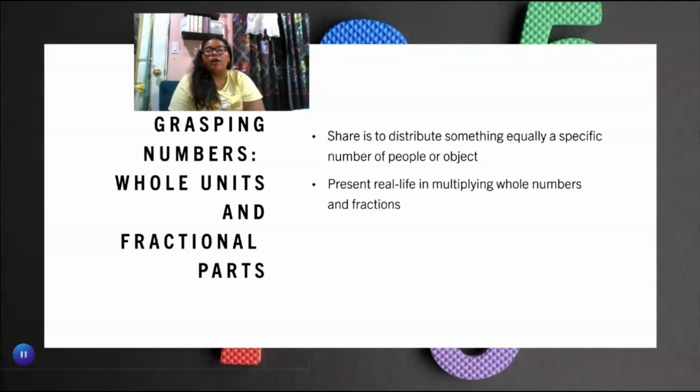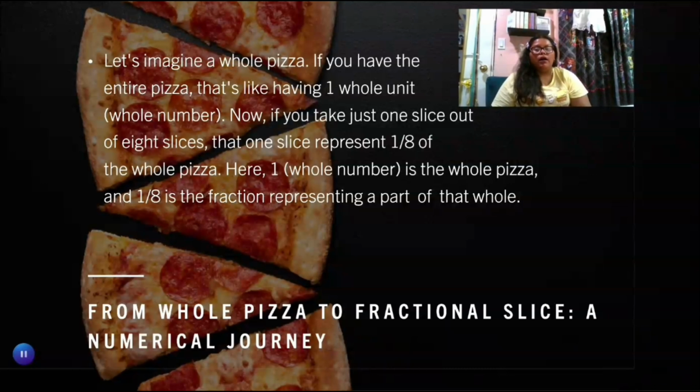Let's continue. Real life applications of multiplying whole numbers and fractions. The concept of multiplication involving a whole number and a fraction can be understood as sharing or dividing a whole into parts. Let's imagine a whole pizza. If you have the entire pizza, it's like having one whole unit, meaning the whole number. Now, if you take one slice out of the 8 slices, that slice represents 1/8 of the whole pizza. Here, the one whole number is the whole pizza, and 1/8 is the fraction representing a part of that whole.